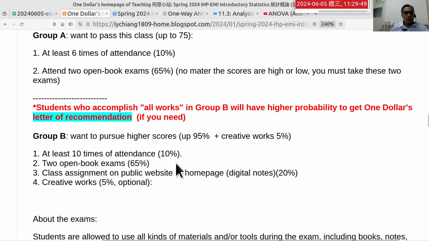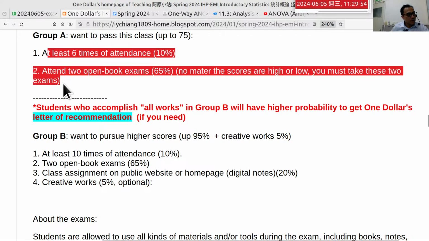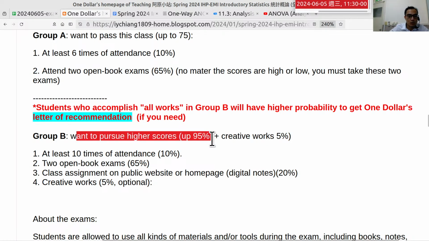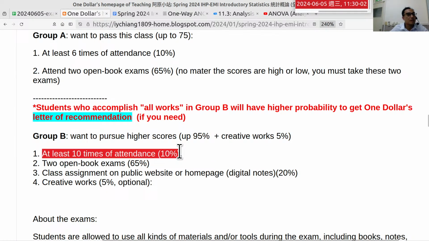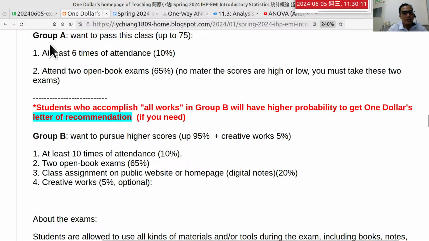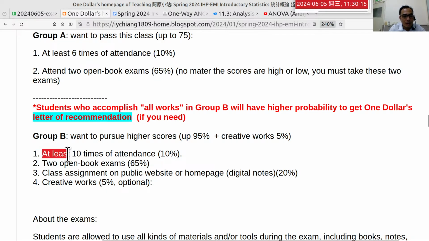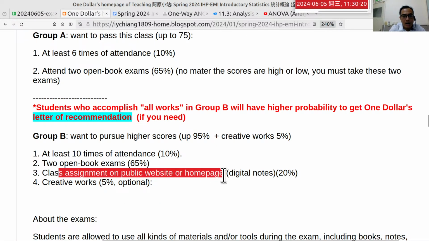And students in group B, at least they accomplish all requirements in group A. If they want to have a higher score, at least 10 times. If you say, I just reached 6, not 10, can I be a part of it? No, because you already fit the first criteria. You need to fit the same one, 10 times, 2 exams, and class assignment on the home page.